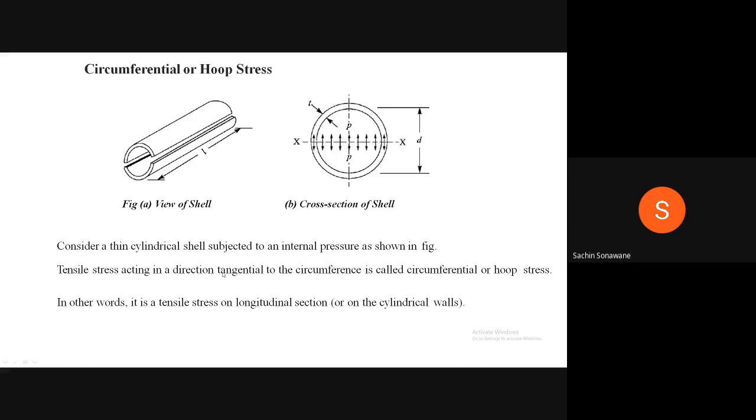Tensile stress acting in a direction tangential to the circumference is called circumferential or hoop stress. In other words, it is a tensile stress on the longitudinal section or on the cylindrical walls. Let P be the intensity of internal pressure, D the internal diameter of the cylindrical shell, L the length of the cylindrical shell, T the thickness of the cylindrical shell, and sigma T1 the circumferential or hoop stress for the material of the cylindrical shell.